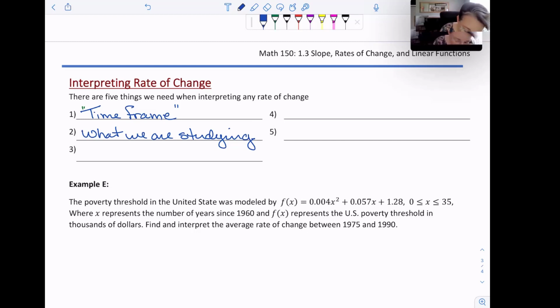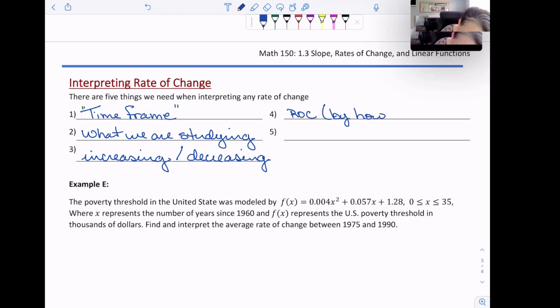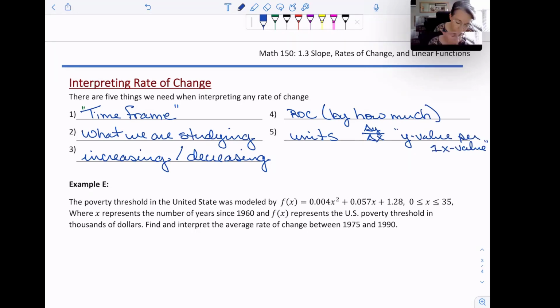The third thing is whether or not what we are studying is increasing or decreasing. And then that's where our rate of change comes in, which is basically by how much is it increasing or decreasing, and then your units. And remember, your units, since it is the change in y over change in x, it is your y value per 1 x value. So let's do an example.